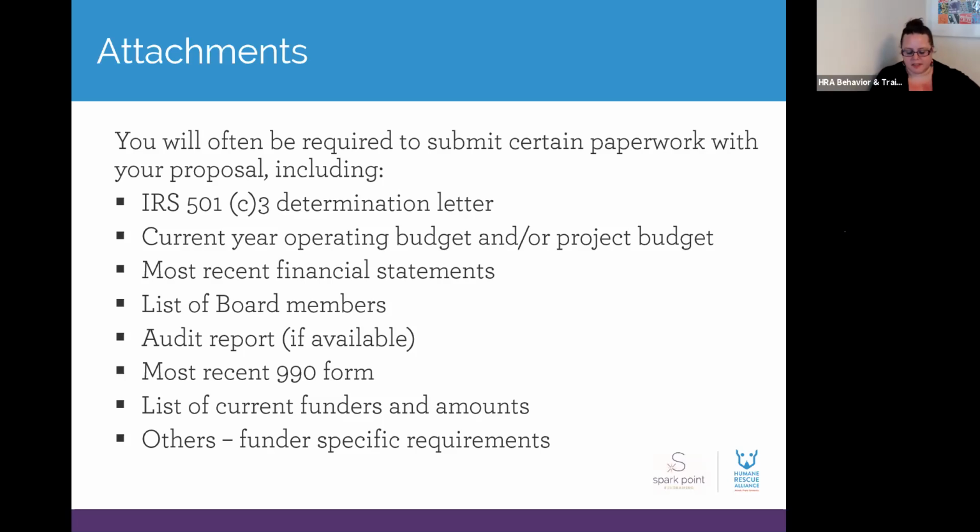Yes, I think that's a really good point. Most grant writers have a folder somewhere in their files that is called attachments, where they just save all of these documents so that they're easily accessible. And that is a best practice that I would highly recommend.